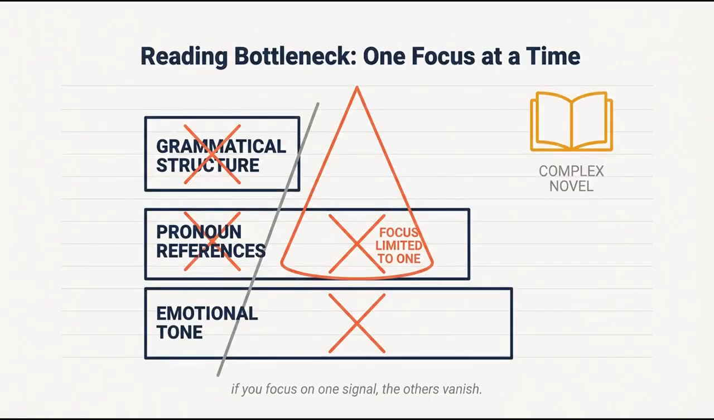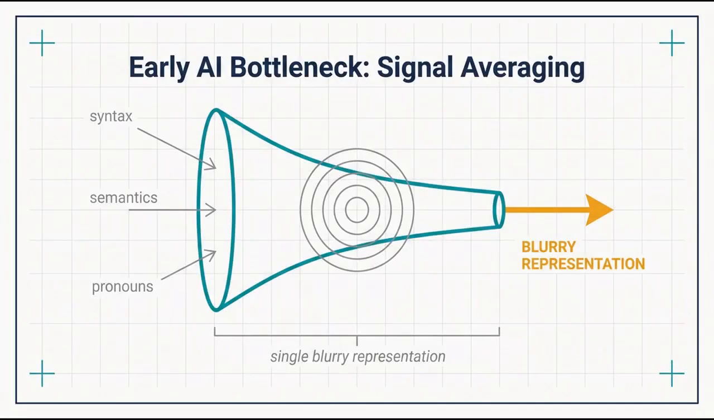Imagine trying to read a complex novel, but you are only allowed to focus on one single element at a time. If you analyze the grammatical structure of a sentence, you miss the plot. If you focus on the pronouns, you forget who is speaking. If you search for the emotional tone, the word definitions vanish. This is the exact bottleneck that early artificial intelligence models faced. They had to average all these competing signals into a single, blurry representation.